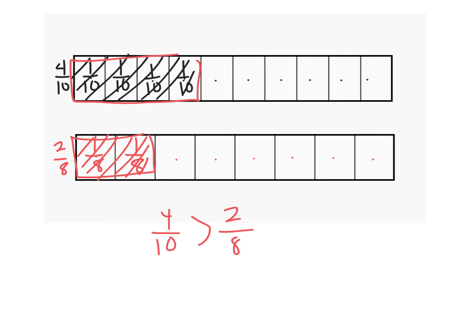I'm going to use my cross multiplication real quick to check, and I see that 10 times 2 is 20, and 4 times 8 is 32, so this one is greater, so my cross multiplication confirmed that 4/10 is greater than 2/8.